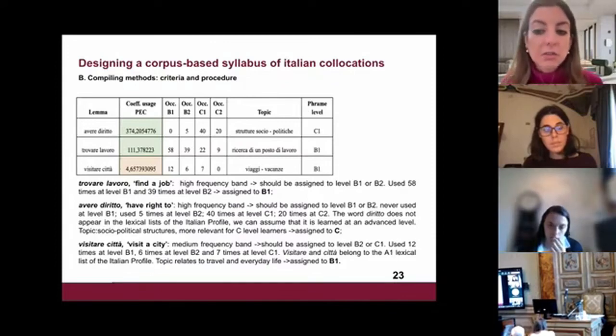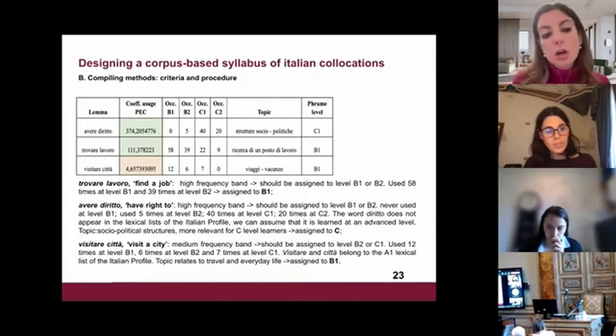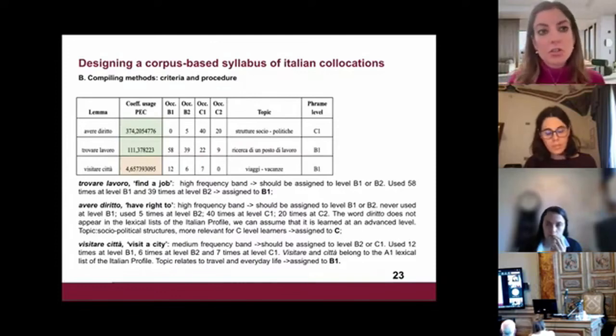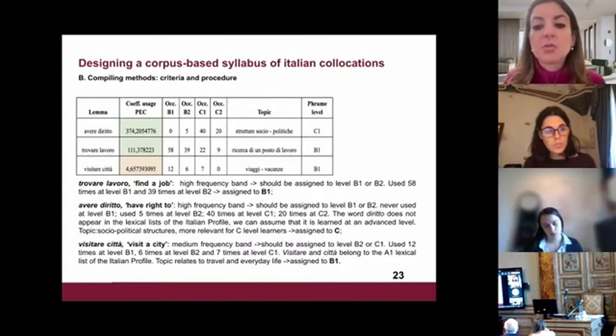The word diritto does not appear in the lexical list of the Italian profile that covers up to level B2, so we can assume that this word is learned at an advanced level. Also, the topic is socio-political structures. It's a topic that is more relevant for advanced learners, so the collocation was assigned to level C.